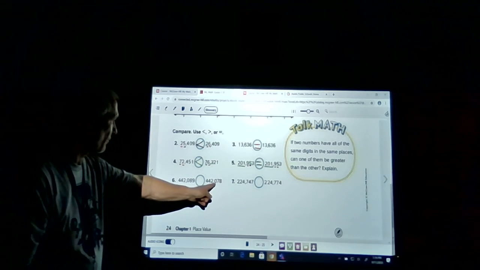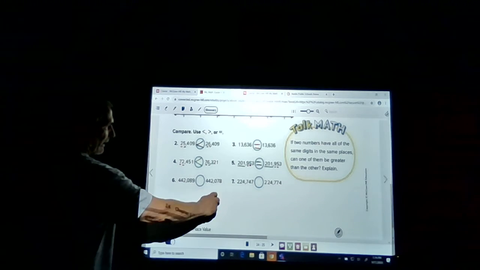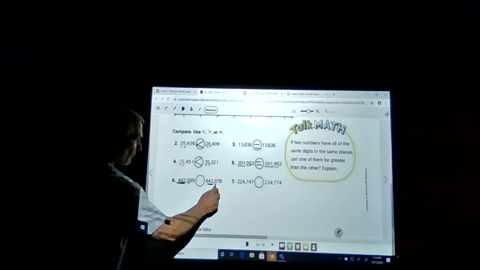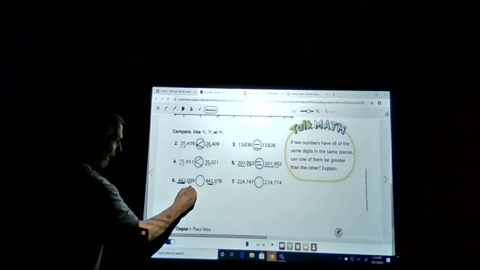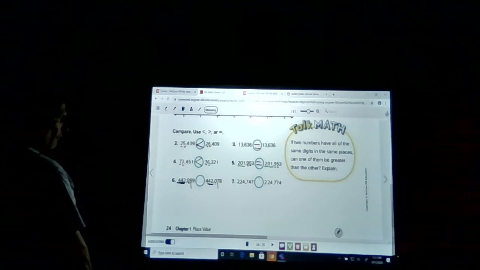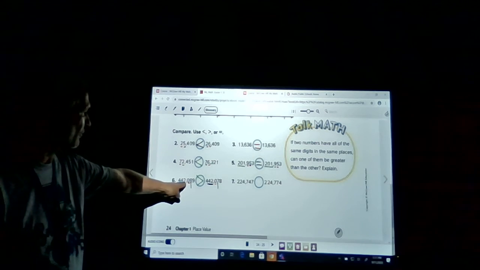Let's look at 6. 442,000. 442,000. 89. 78. These are the same, 442,000. Let's look at the hundreds. There's a 0 and there's a 0. They're the same. Let's look at the tens place. We have an 8. We have a 7. I know that 8 is greater. Therefore, this number is greater than that number. How do we do that? Point to the right. And we say 442,089 is greater than 442,078. They're pretty close, but this one is bigger.